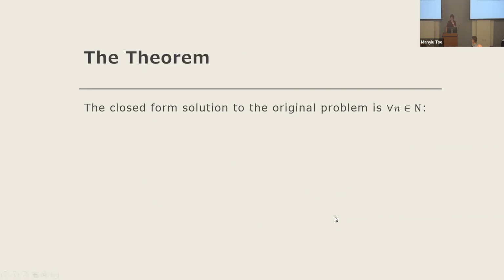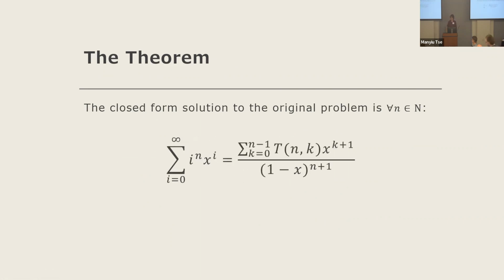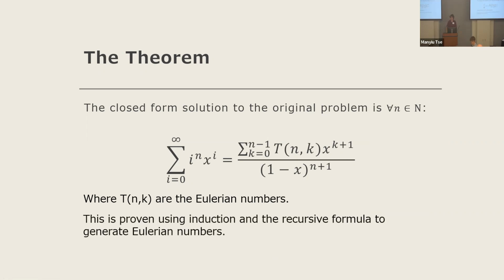And so the closed form solution to the original problem for all natural numbers n is the sum of i to the n, x to the i, equals the sum from k equals 0 to n minus 1 of t of n,k, x to the k plus 1 over 1 minus x to the n plus 1, where t of n,k are the Eulerian numbers. And this is proven using induction and the recursive formula to generate Eulerian numbers. So you prove it for a base case, and then you prove it for the n plus 1 case. And you use the recursive formula and also taking a derivative and multiplying by x. And it's in my paper. It's not too complicated. It's just an induction proof.